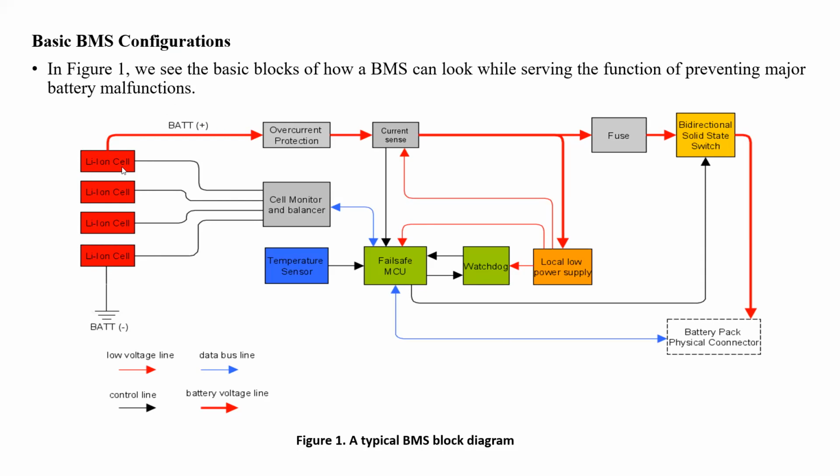So if you take one battery, a battery has two terminals, positive and negative. It has a number of cells: cell 1, cell 2, cell 3 and cell 4. So we have to monitor all the cell voltage levels. This is one of the main functions of the battery management system.